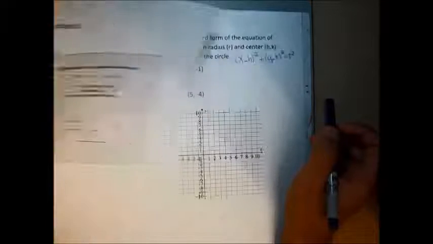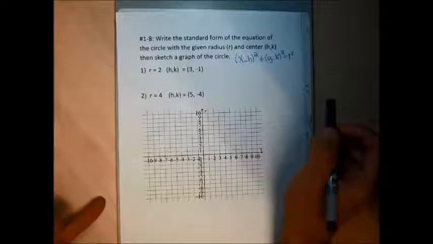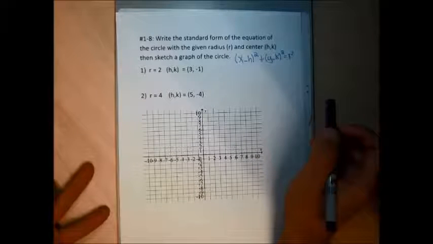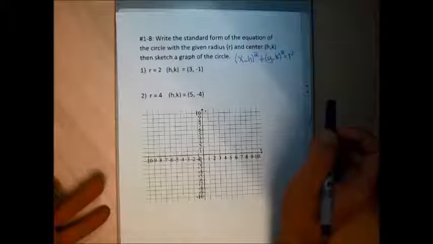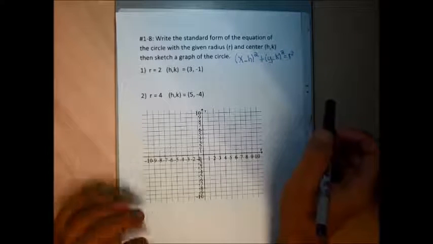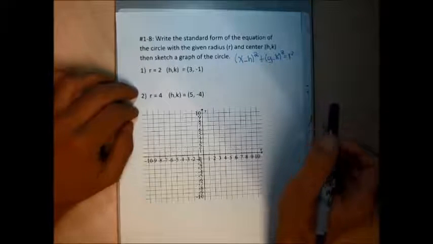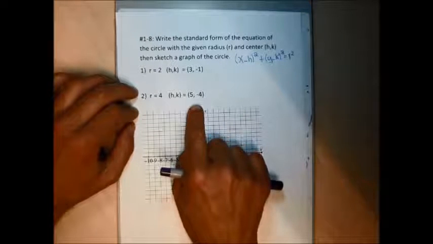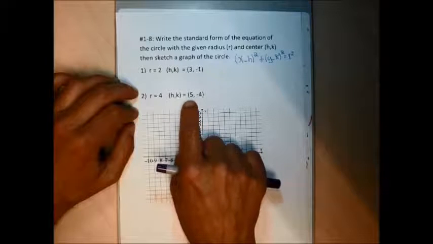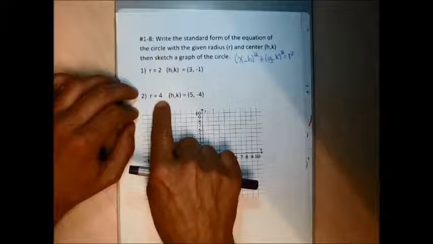Each one of these problems wants me to do 2 things. They want me to sketch a graph, and they want me to find an equation. It turns out that I could sketch the graph even if I don't have the equation, so let me do that first, just so we're not confusing the two. If you have the information that tells you the center of the circle, which is the point (5, negative 4), and the radius, which is 4, you can graph it even if you don't know the equation.